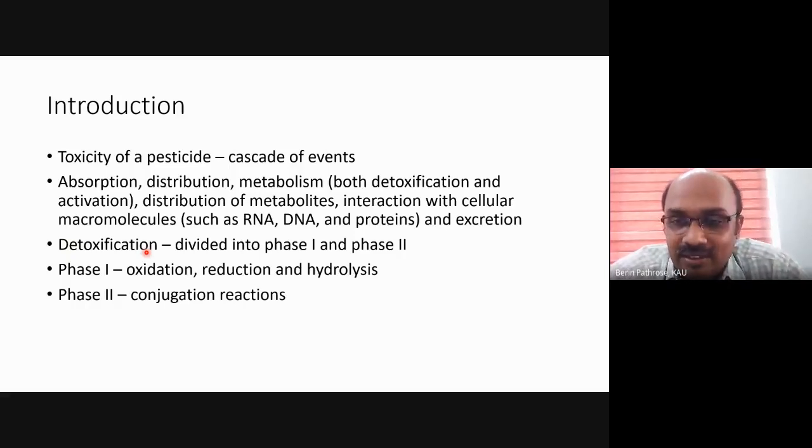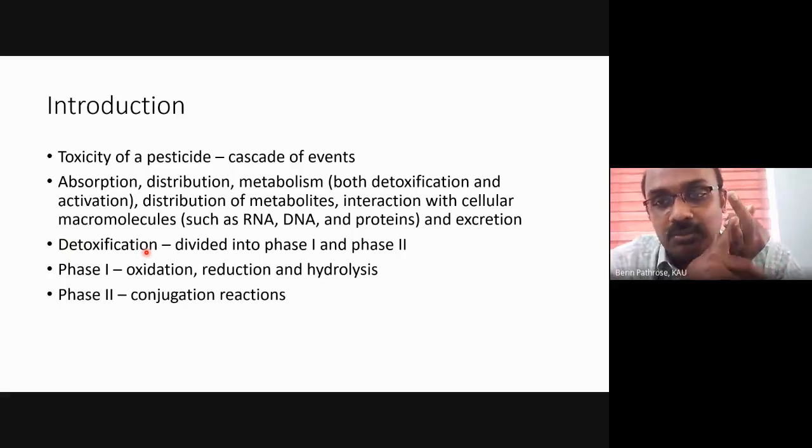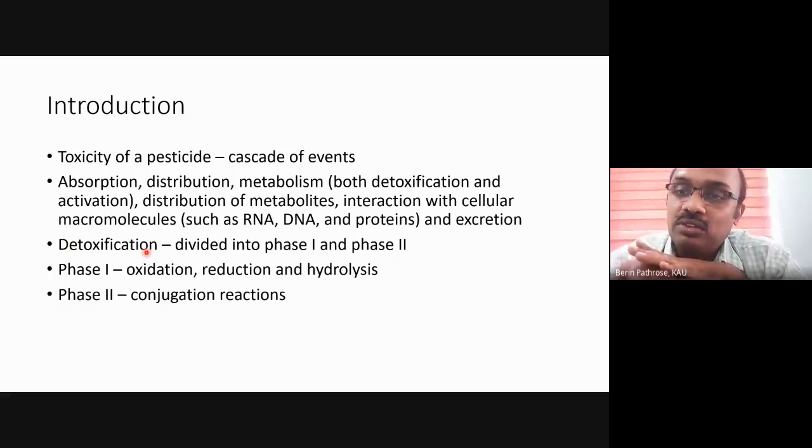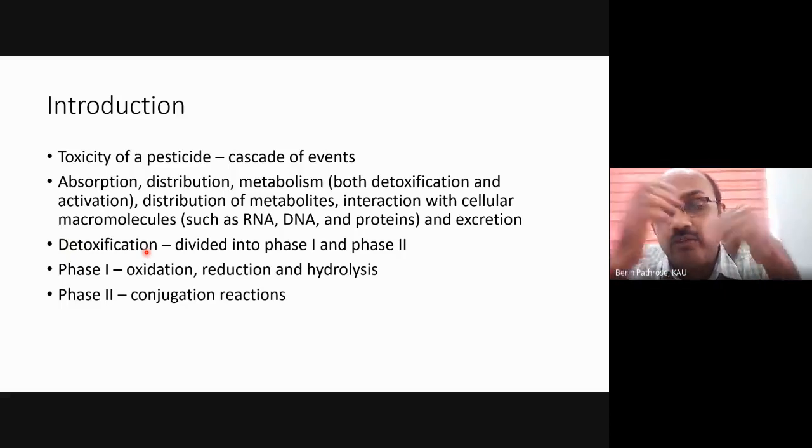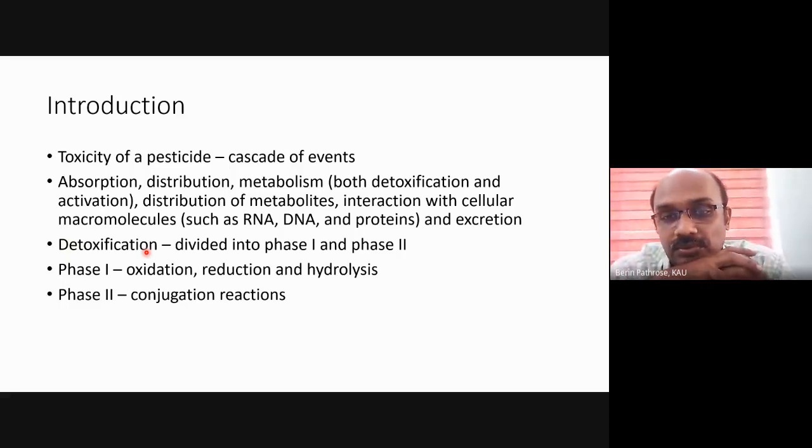I will repeat, the metabolism of a pesticide is divided into two. One is phase 1 metabolism, and the second is phase 2 metabolism. Phase 1 metabolism includes oxidation, reduction, and hydrolysis. Phase 2 includes conjugation reaction. Is it clear till now? Now we'll move into each kind of metabolism.